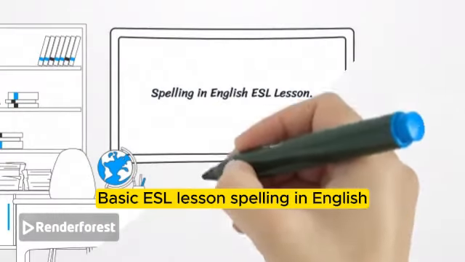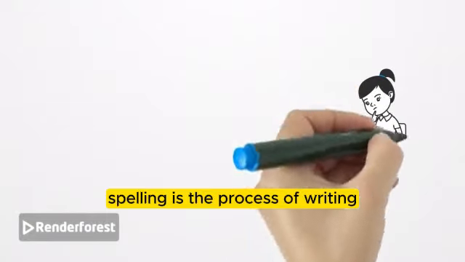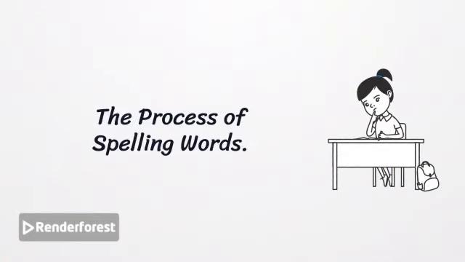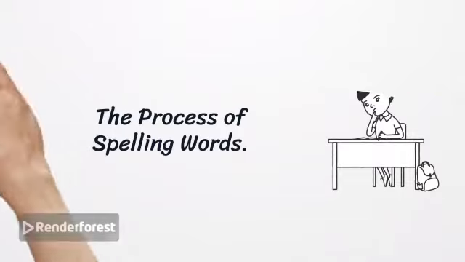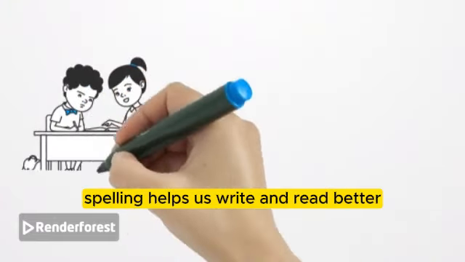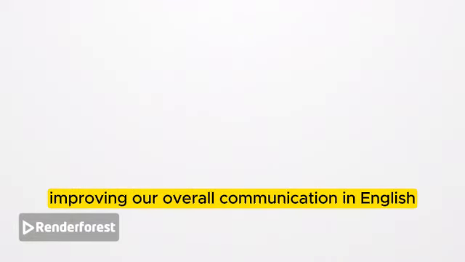Basic ESL lesson, Spelling in English. Spelling is the process of writing or naming the letters that form a word. It's essential because correct spelling helps us write and read better, improving our overall communication in English.